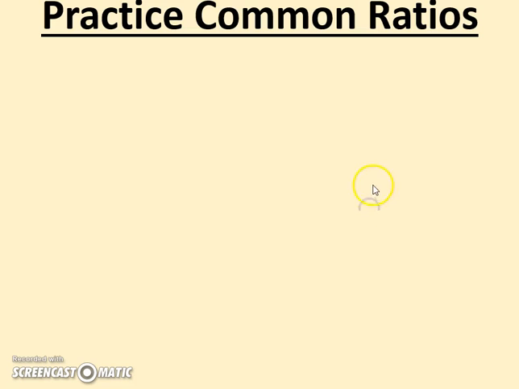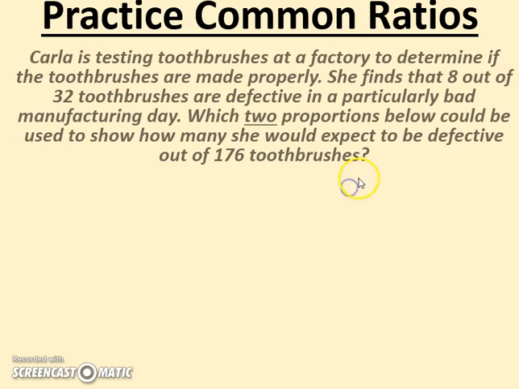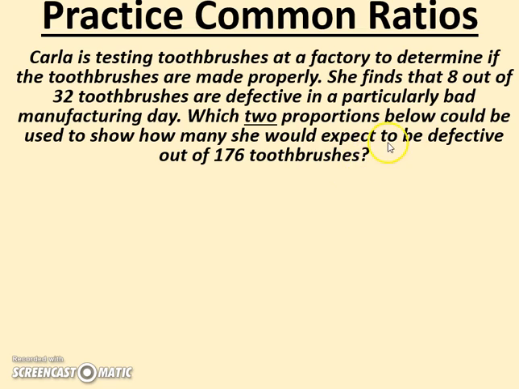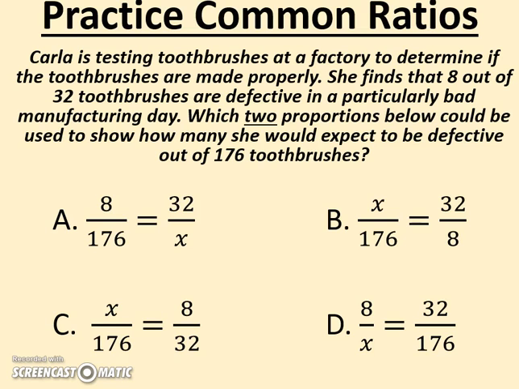So let's look at a multiple choice example to practice understanding our common ratios. Here's the situation. Carla is testing toothbrushes at a factory to determine if the toothbrushes are made properly. She finds that 8 out of 32 toothbrushes are defective in a particularly bad manufacturing day. Which two proportions below could be used to show how many she would expect to be defective out of 176 toothbrushes? So here are our 4 options.